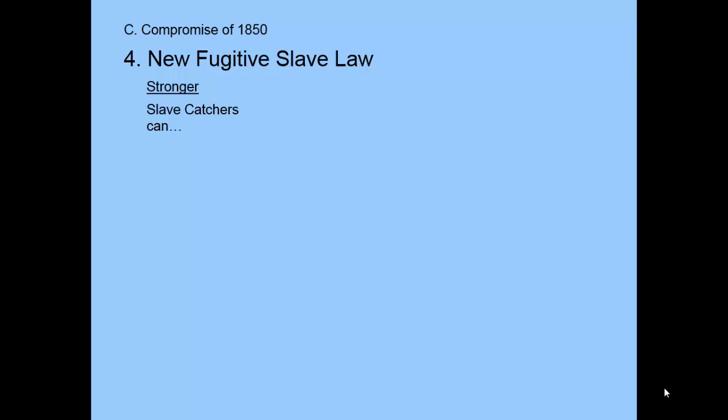Next, the slave catchers also have the right to use Northern jails to house their slaves so they can go get more slaves. They don't have to keep an eye on them. And of course, the North doesn't like this, the Northern public, because who's paying for those Northern jails? Northerners are.